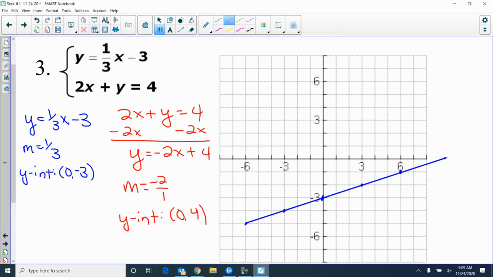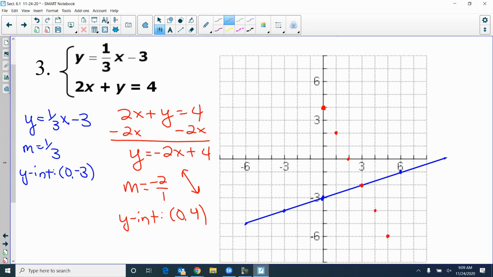If you don't get the y by itself, if you graph, then that's automatically wrong. Okay, you got to get the y by itself. So we go to (0, 4), and then it's a negative slope, so it's going downhill. So I go down 2/1, down 2/1. So I get that.